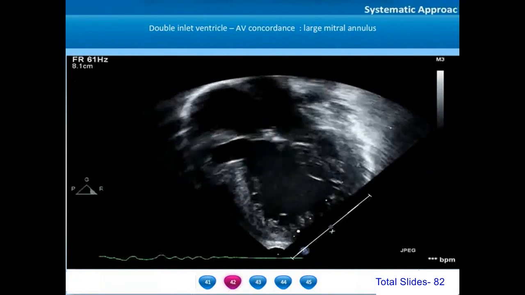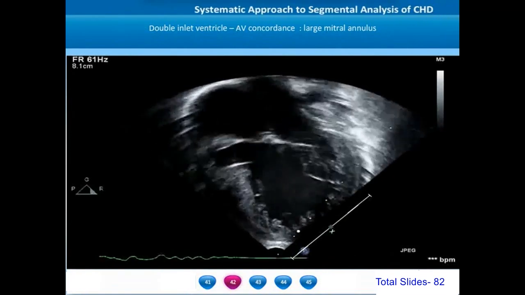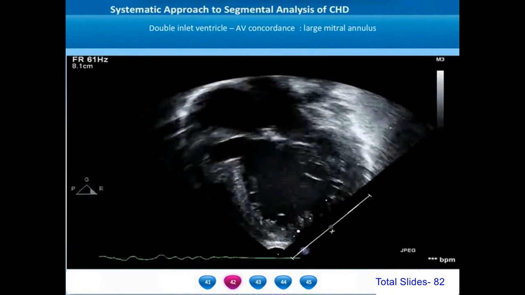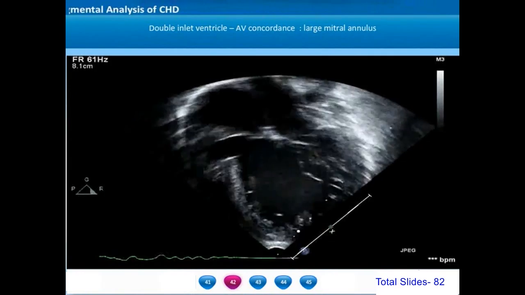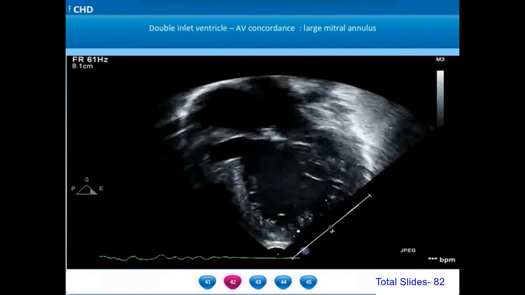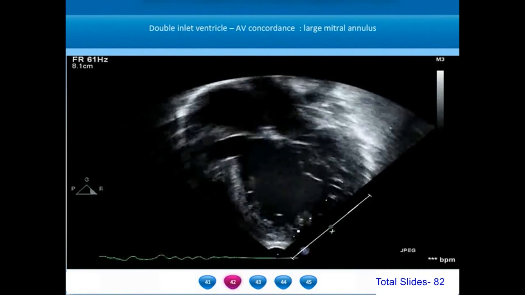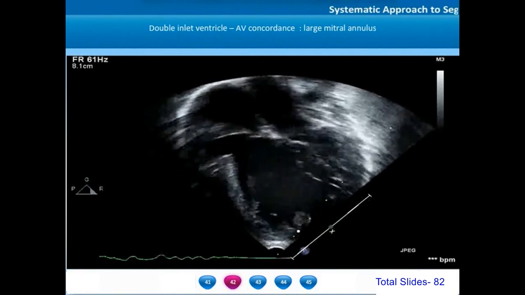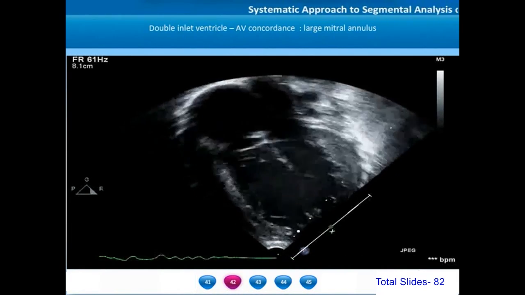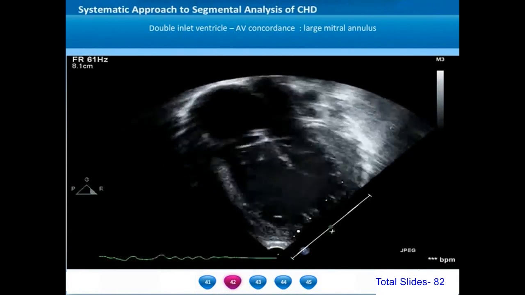So far we found that in biventricular connections, we can categorize the atrioventricular connections as either concordant or discordant. The atrioventricular connections can be concordant or discordant in either situs solitus or in situs inversus. Now we move on to univentricular connections.